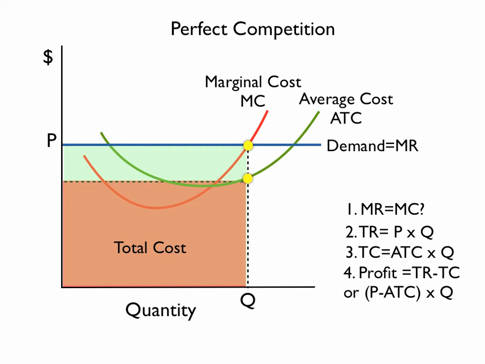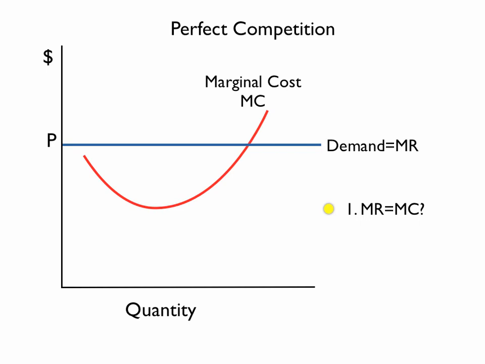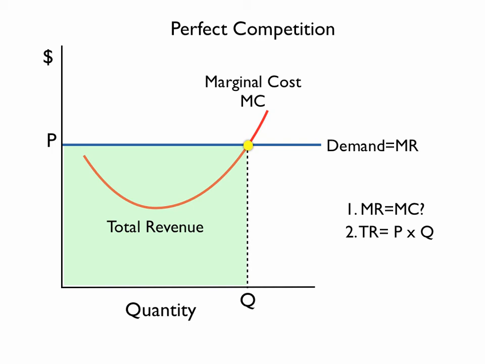That would be our profit. Let's quickly review. We start with the demand curve, which is flat. It's also known as our marginal revenue curve. Then we add the marginal cost curve. We pinpoint the location where marginal costs equal marginal revenue. We draw a line down to the quantity. This is also our total revenue area.